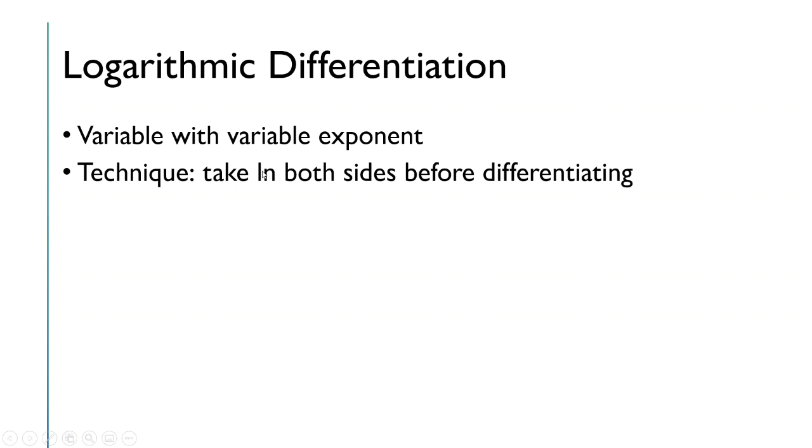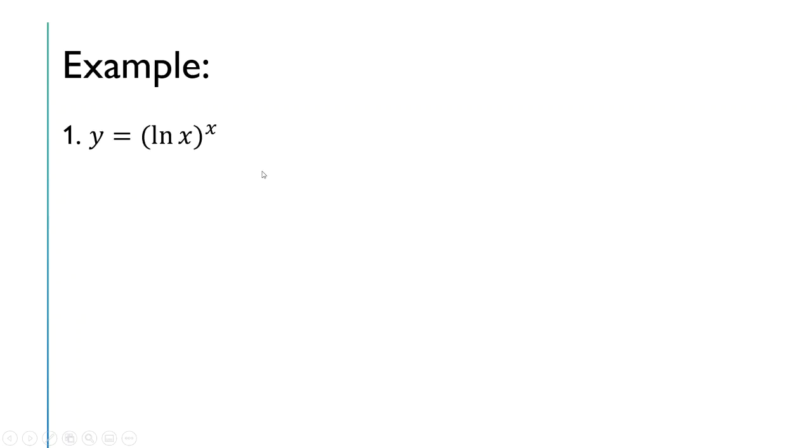So these are some examples of logarithmic differentiation. First, we have finding the dy over dx of this problem, or the y prime. We have y is equivalent to ln x raised to x. As you can see, the base has a variable and the exponent is also a variable. In solving this kind of problem, we have to take ln of both sides before we differentiate. So we have ln y is equivalent to ln of (ln x) raised to x.